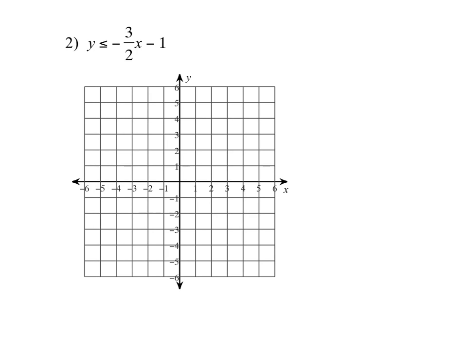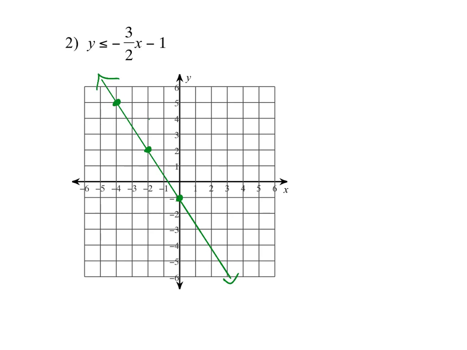Okay, so again, I'm going to start with negative 1. So I'm moving 3 up, 1, 2, and 3, and 2 to the left. Again, I'm going up 1, 2, 3, and 1, 2 to the left, and I'm going to trace that line right there. Because it's equal to, it's going to be a complete line.